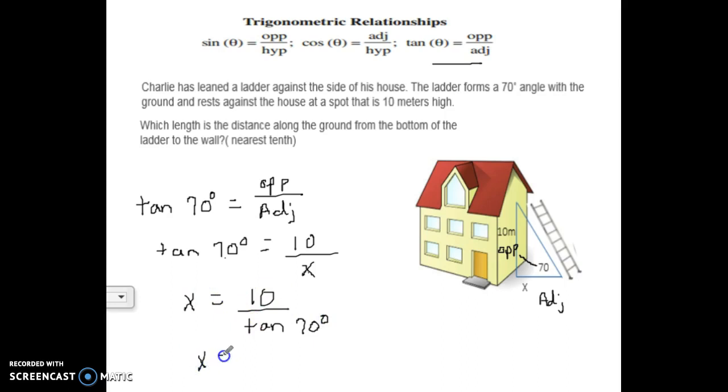All right, so when you put it in your calculator, you're going to put 10 divided by, and then I would use parentheses, tangent 70, close parentheses, and enter. And then when you do that, you should get, if you round it to the 10th position, you'll get 3.6.